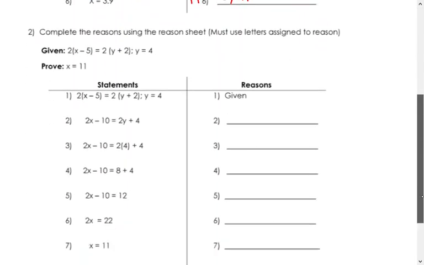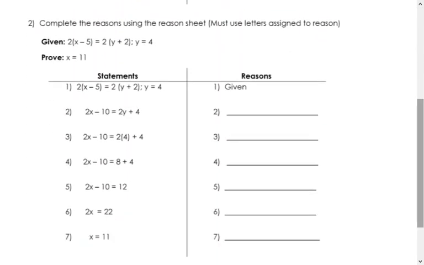Okay, let's look at the second proof. Problem number 2. We are again starting with some distribution here. So our first step is that we distribute it. Distribution or distributive property. That is E. You notice we have 2 things that were given. So that was 1. We also are given y equals 4. We're going to use that later on, or in the next step.